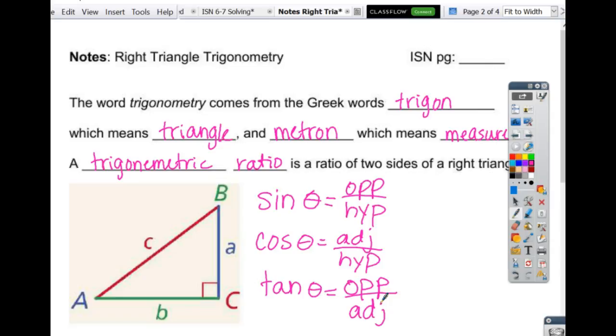Yes, you have. It certainly is. SOHCAHTOA. That's it.